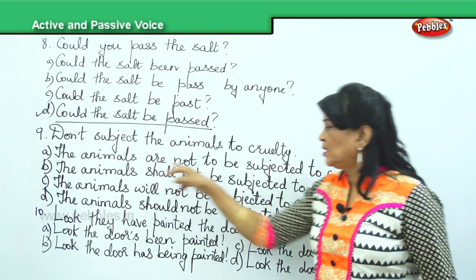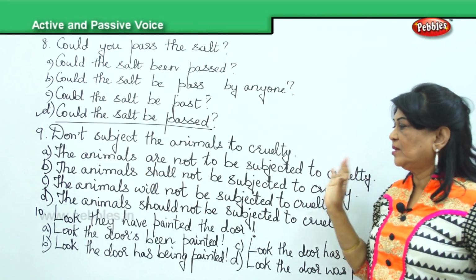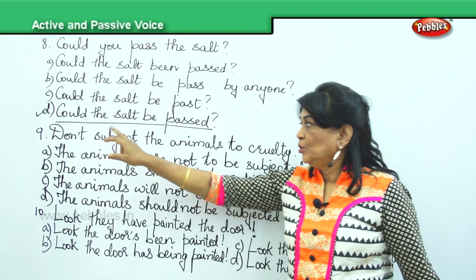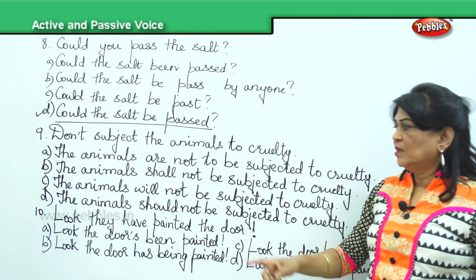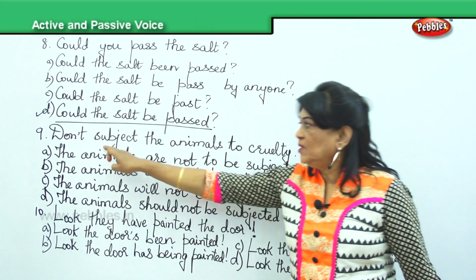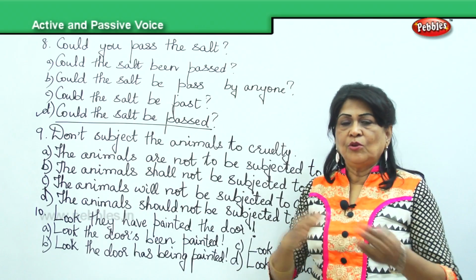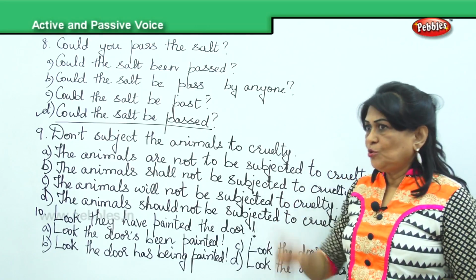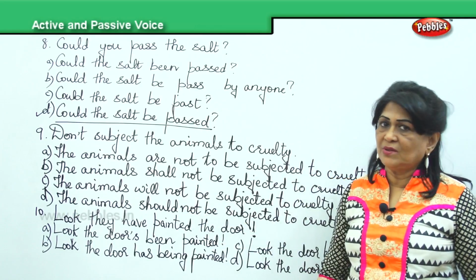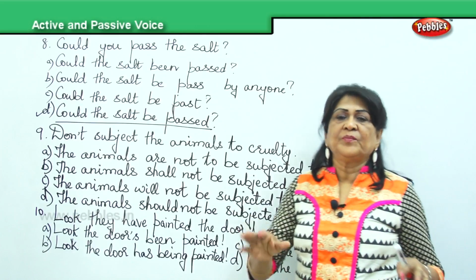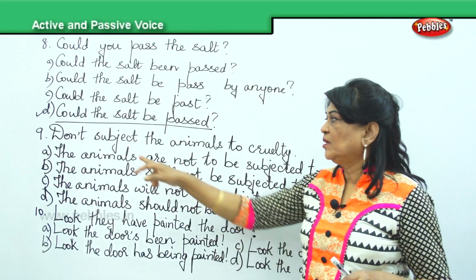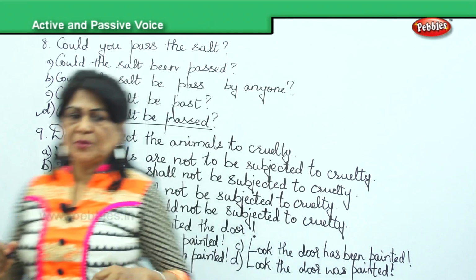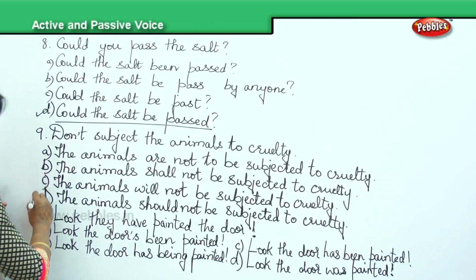The animals are not to be subjected is a general thing. But should not is the order. Okay. Don't subject the animals. So should not. So these two have more or less the same intensity of feeling. See, don't do that. You should not do that. So both have an imperative condition here. Okay, so this is the right option. So option D is the right one.